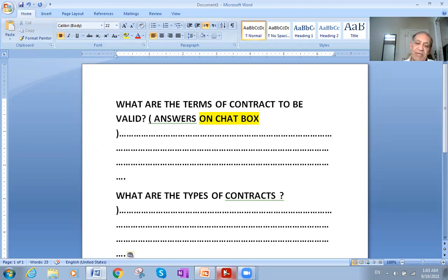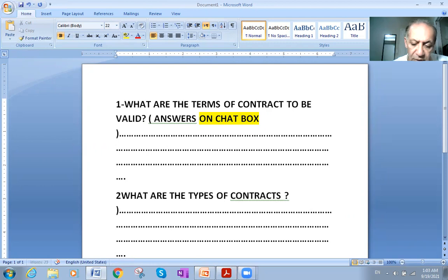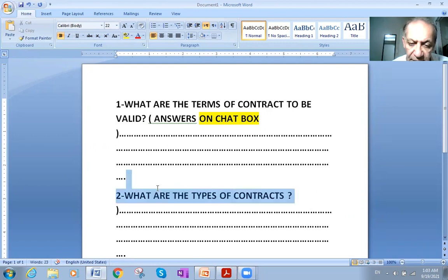This is our second question today. This is question number 1. This is question number 2. So we are here now. What are the types of contracts? This is the question which we are answering now, so please go for this question and answer it. We'll have 5 minutes for answering this question.